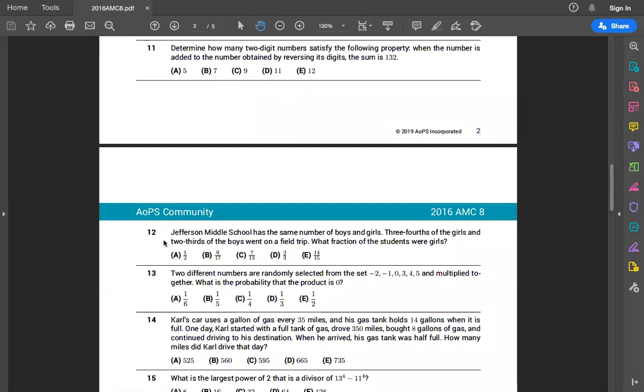So we want to know how many 2-digit numbers satisfy the following property. When the number is added to the number obtained by reversing its digits, the sum is 132. So we can write a 2-digit number as 10 times A plus B, and this is equivalent to the 2-digit number AB because we're in base 10, so this A is multiplied by 10. So when we reverse the number, we would get 10B plus A.